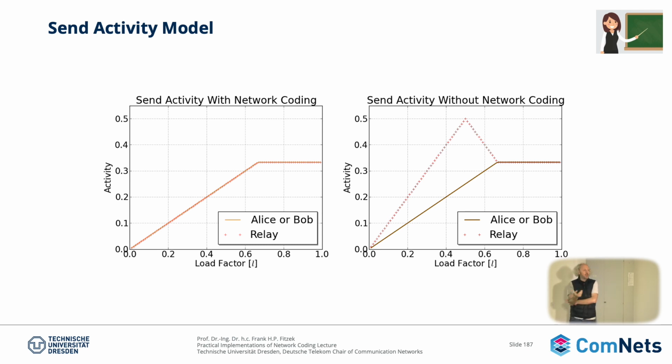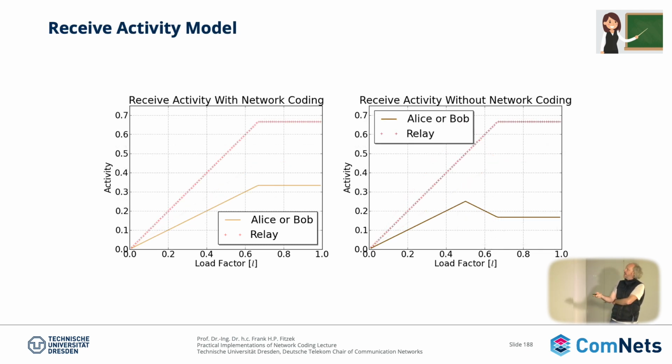Now you could do the same not only with send activity but also with the receive activity. Alice and Bob are only receiving from the relay, and the relay will resend from both sides, so you know that they will send a lot more with and without network coding. But here you see a little bit of a dip. So for the relay it's the same, but Alice and Bob will first receive the same as here, but then the dip comes because the relay cannot spit out more packets, right?